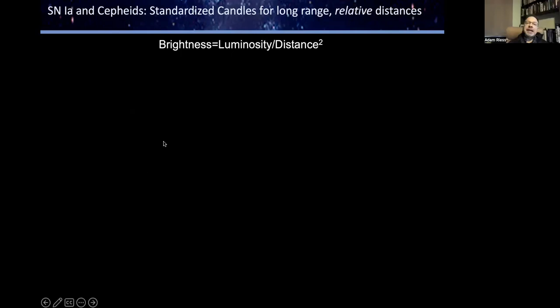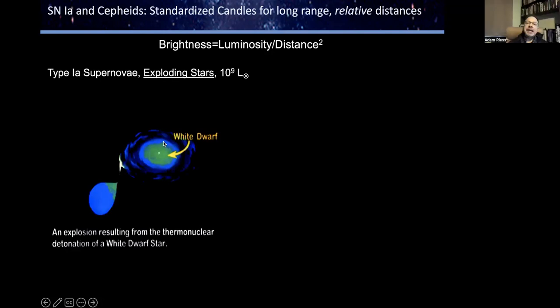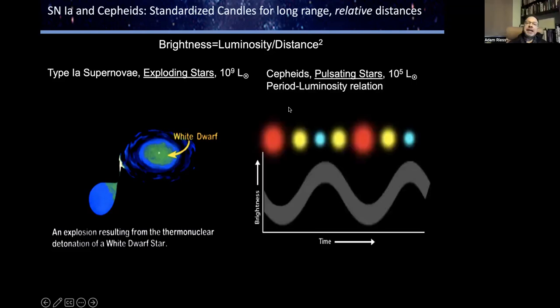And probably our two best long-range standard candles these days are type 1a supernovae, which are exploding stars. This is a white dwarf star, the core of a star that is under degeneracy pressure and reaches the Chandrasekhar limit, probably because it lives in a binary. And so mass is transferred over. When it reaches the Chandrasekhar limit, it gives a very uniform explosion, which is billions of solar luminosities. So these can be seen very far away. The other most used standard candle is Cepheid variables.